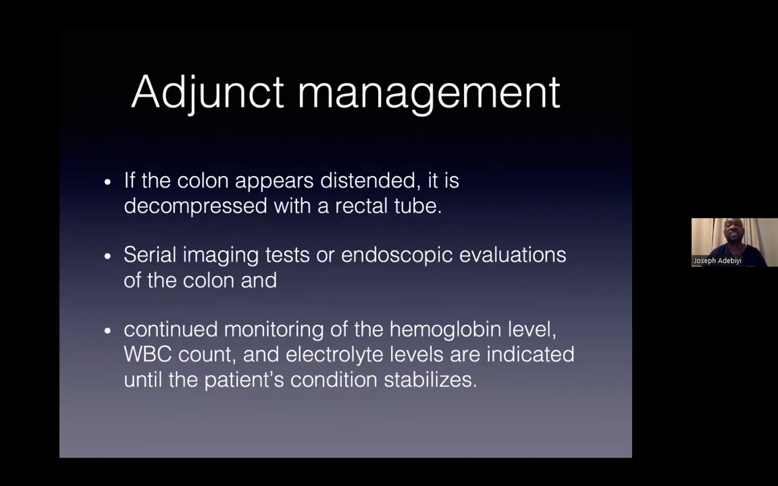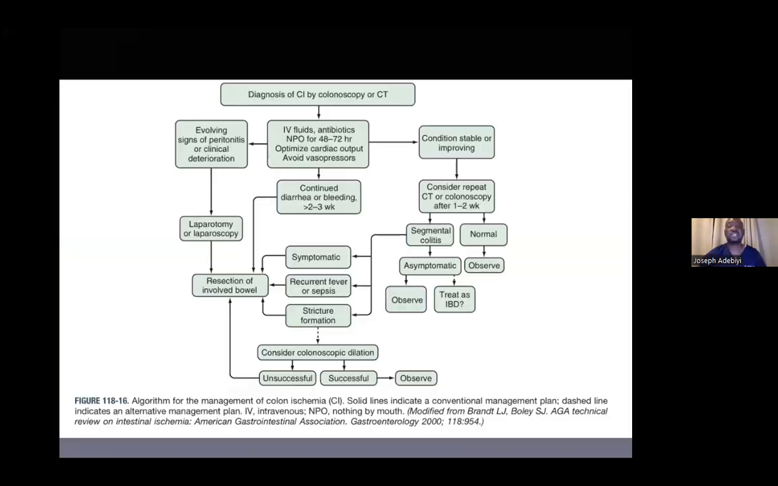Other adjuvant management or treatment for this patient: you may need to pass an NG tube or a rectal tube to decompress the abdomen. You may need to do serial imaging or endoscopic evaluation to see how the patient is progressing. You may need to monitor the hemoglobin so that when you need to transfuse them, you will, and then monitor the electrolyte imbalances and correct accordingly.